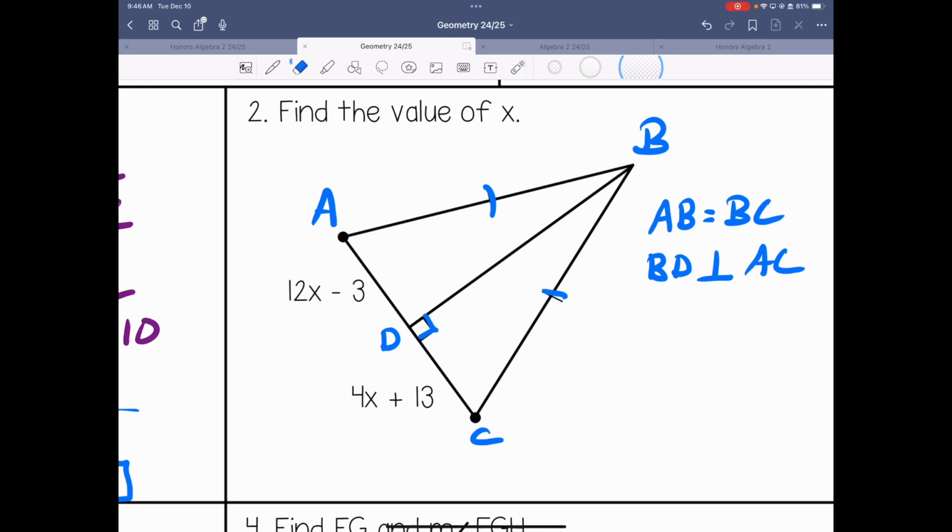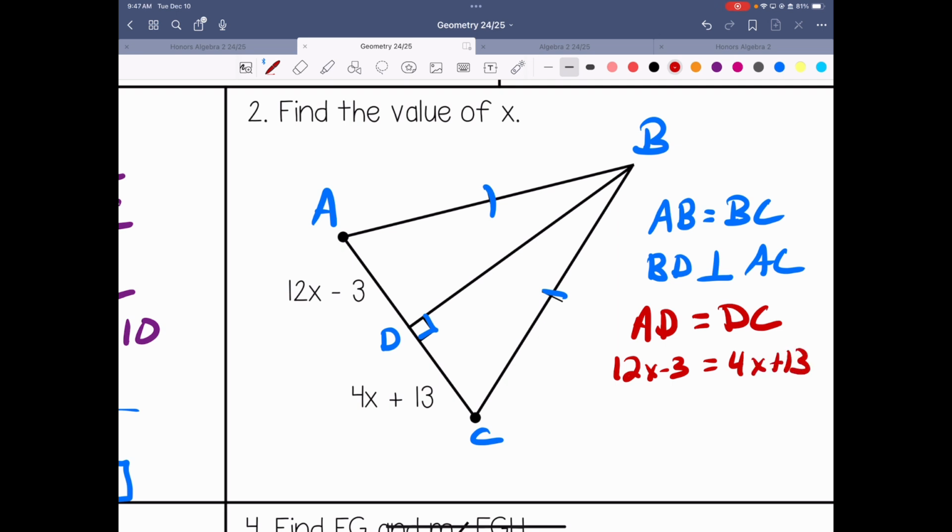AD has to equal DC. So 12x minus 3 has to equal 4x plus 13. That has to happen.